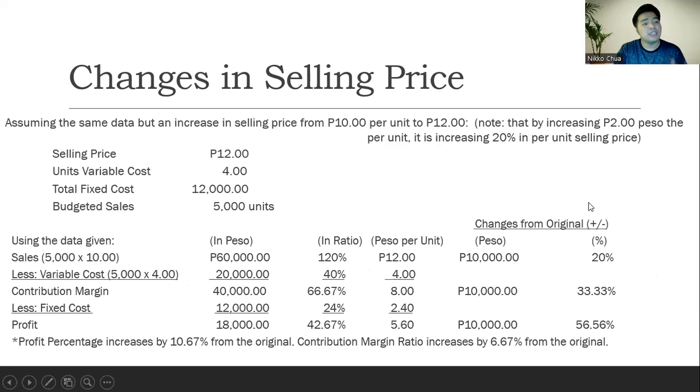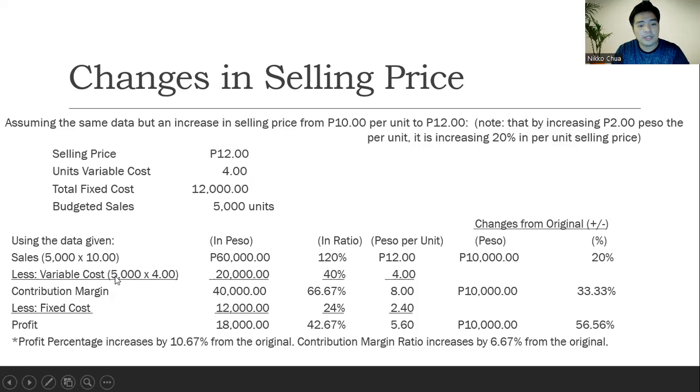So what if we change the price? Assuming that we increase it by 2 peso, that is 20%, so we will have 120%. The selling price now will be 12 peso. We maintain the variable cost at 4 peso. The total fixed cost is 12,000 and the budgeted sales is still 5,000. So only this changes. The 50,000 earlier will be wrong. It should be 12 peso, that is 60,000. Then 12 peso per unit.